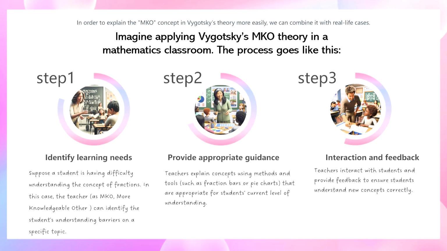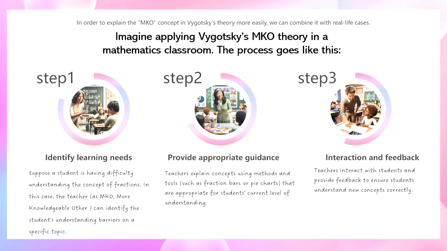The process goes like this. Usually, the first stage is identify learning needs. Suppose a student is having difficulty understanding the concept of fractions. In this case, the teacher, as MKO, more knowledgeable other, can identify the student's understanding barriers on a specific topic.